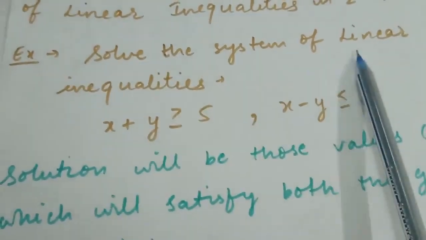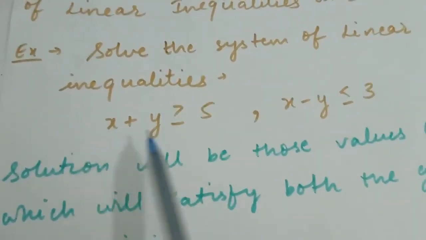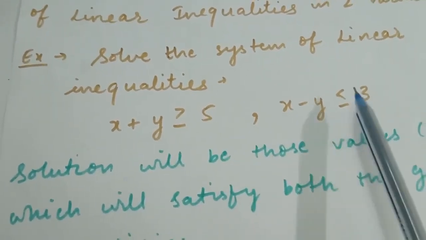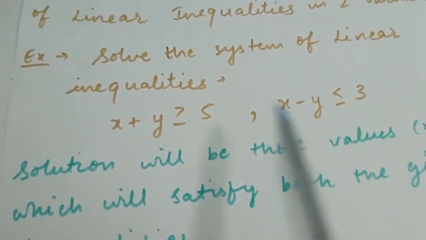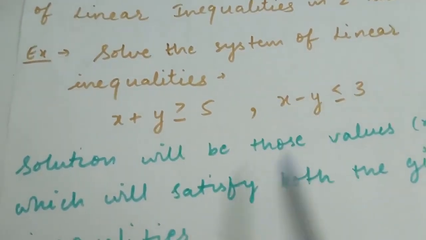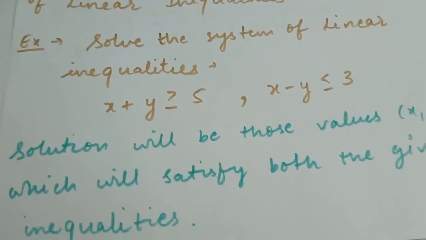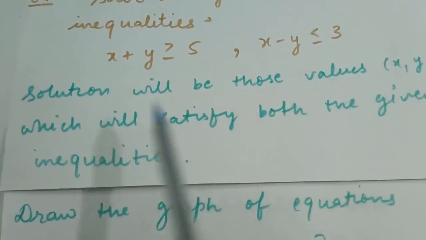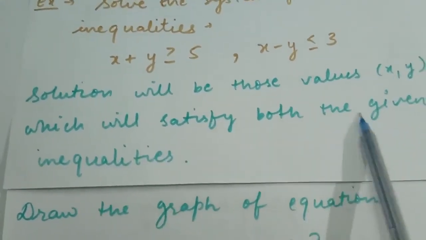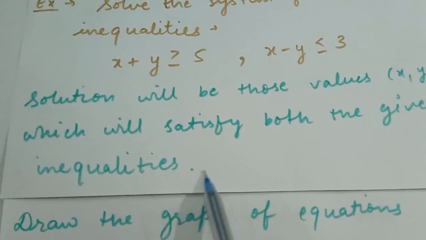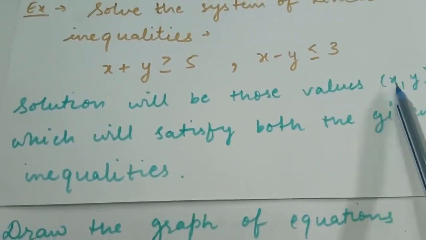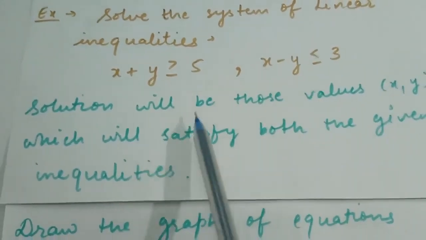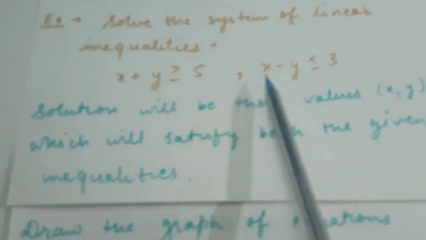Solve the system of linear inequalities x plus y greater than or equal to 5, x minus y less than or equal to 3. Now here two linear inequalities in two variables are given. So the solution will be those values x, y which will satisfy both the given inequalities. The values of x, y which will satisfy this inequality and also this inequality will be the solution of these inequalities, right?